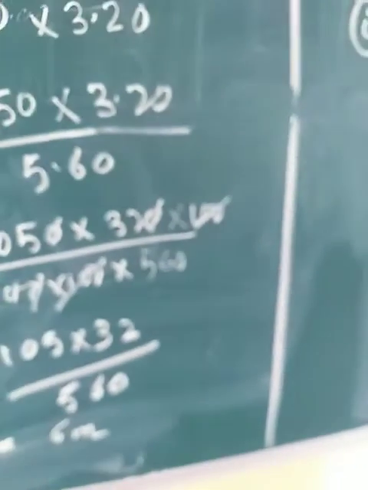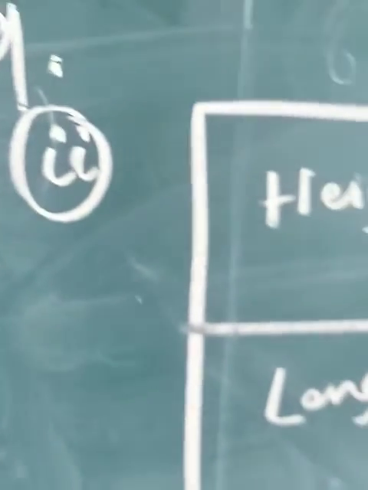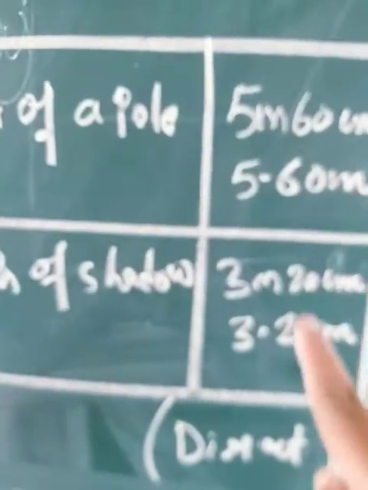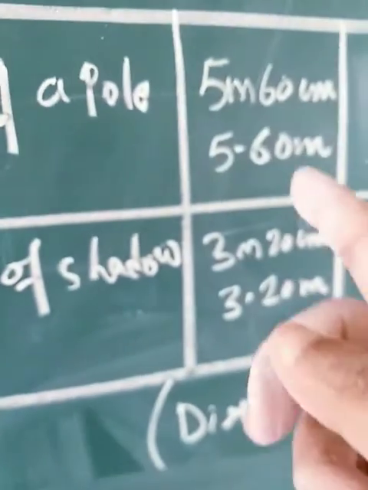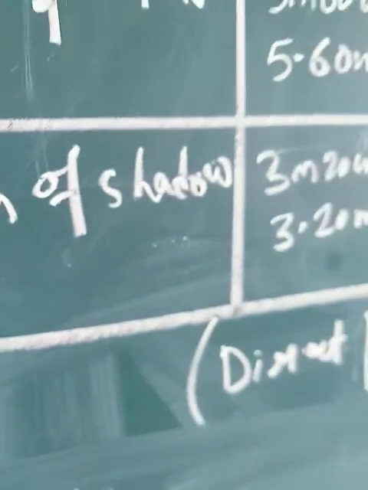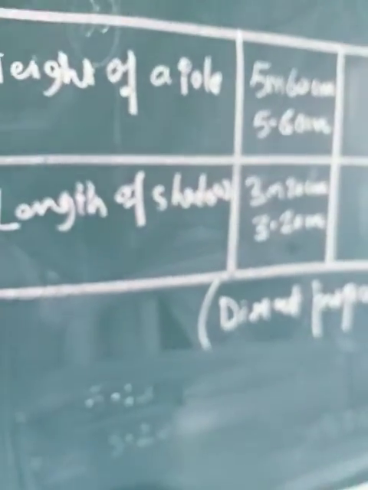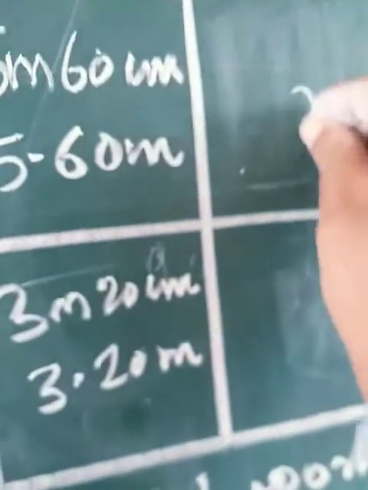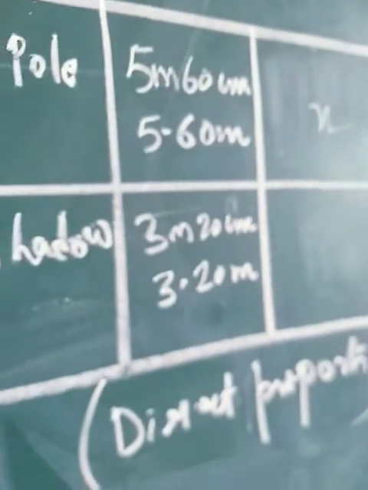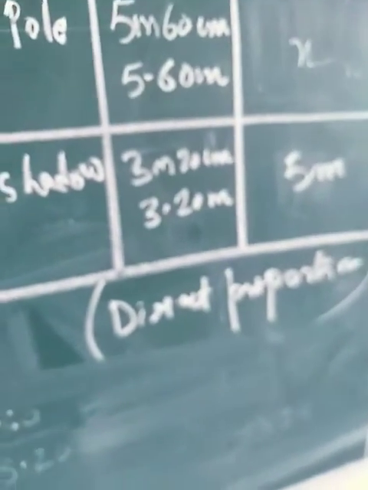Okay, so let's move on to sum number 2 of question number 9. Yes, now this is sum number 2 of question number 9. So the first part we'll keep as constant, that is when the height of the pole is 5.60 meter, the length of the shadow is 3.20 meter. Now we'll read out the second portion of question number 9: find at the same time the height of the pole. Now we have to get the height of the pole when the shadow is 5 meter. So this is also a direct proportion. So what we have to write?